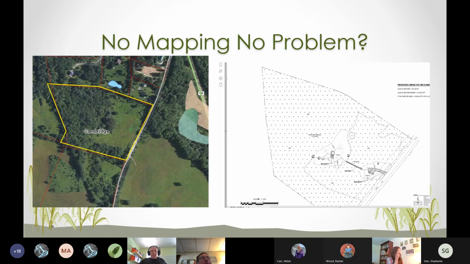And so then the other question is, well, what if nothing's mapped? Does that mean there's no problem? Not always.